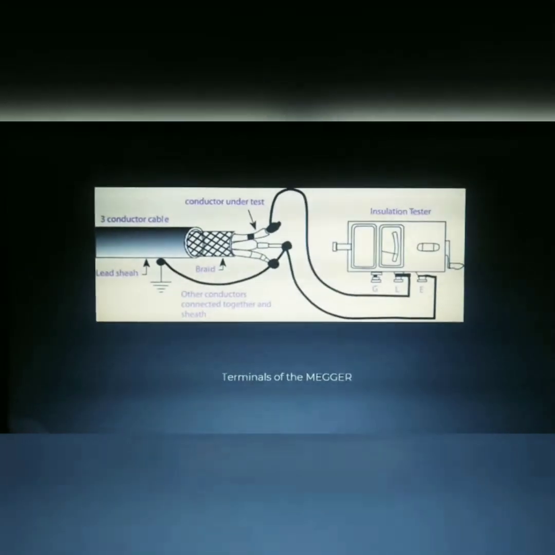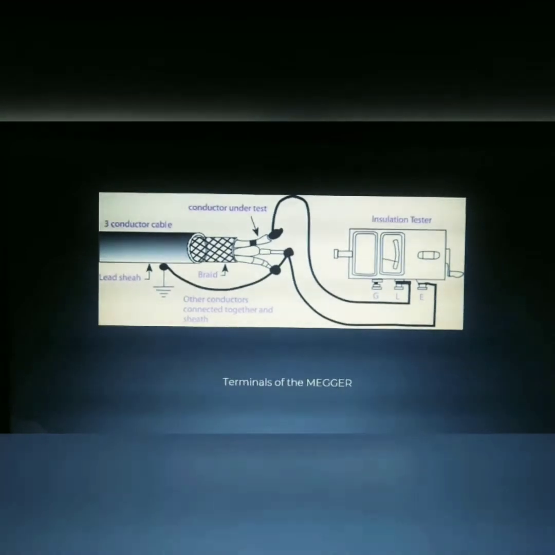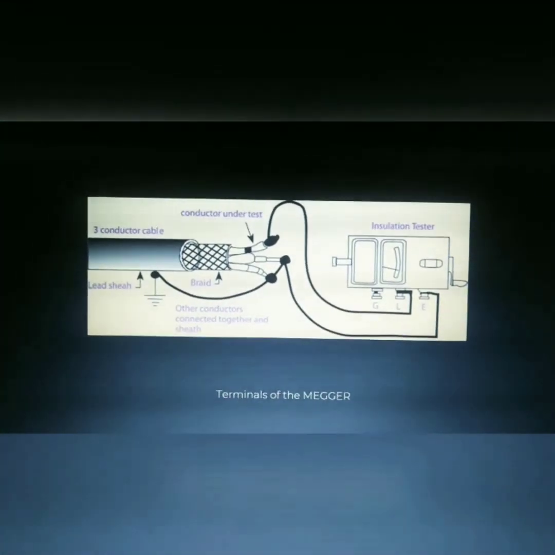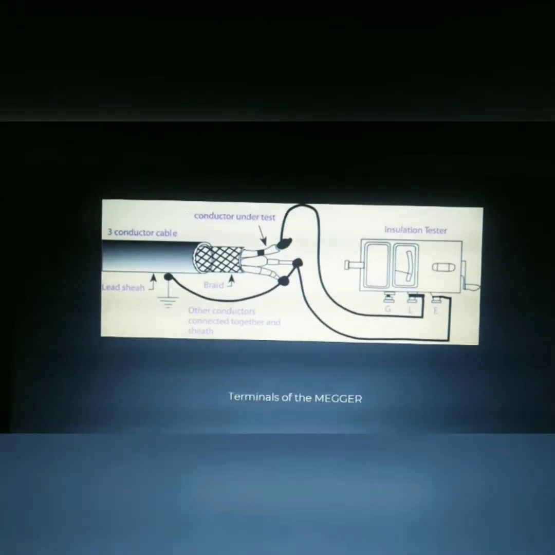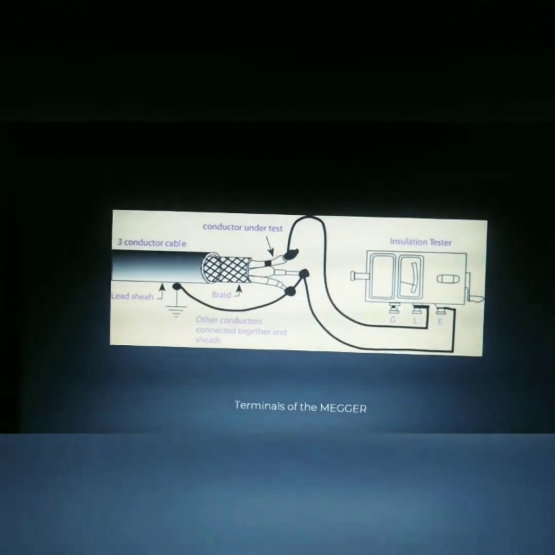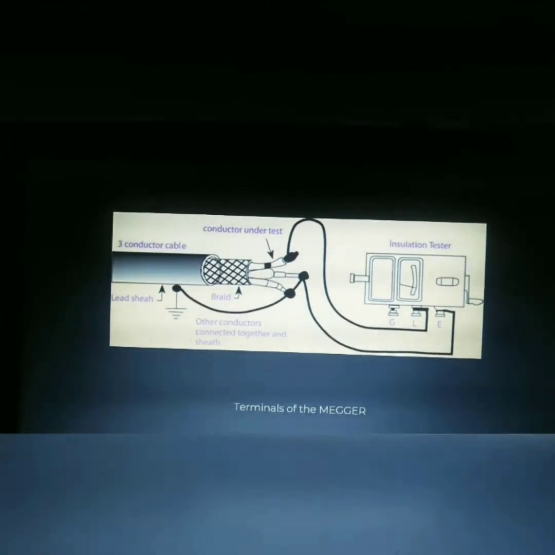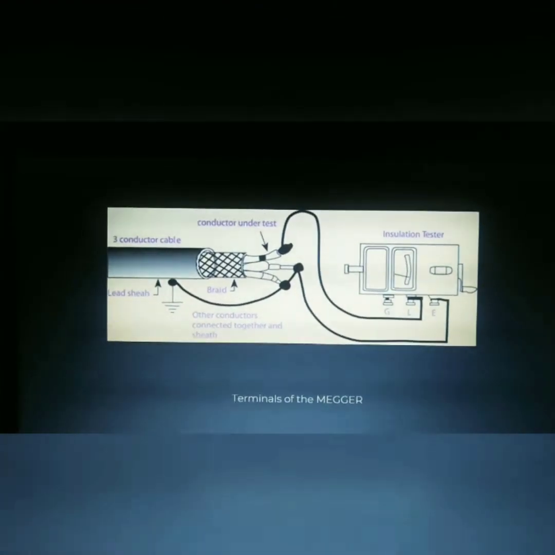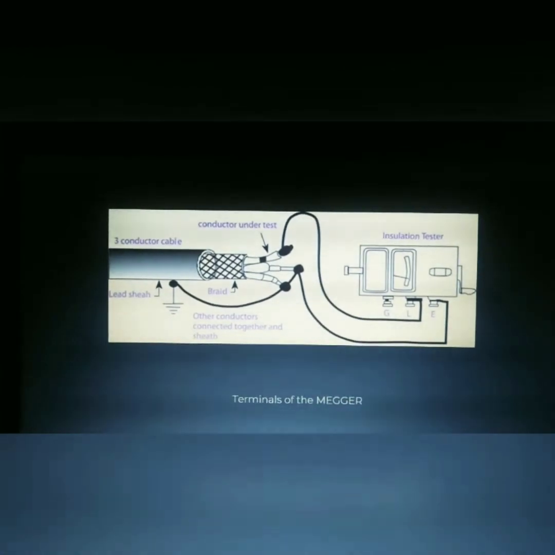This figure shows the terminals of the MEGA. From this figure, we can see that the L terminal is connected to the conductor that we want to test the insulation resistance. Meanwhile, the E terminal or the earth terminal is connected to the ground.